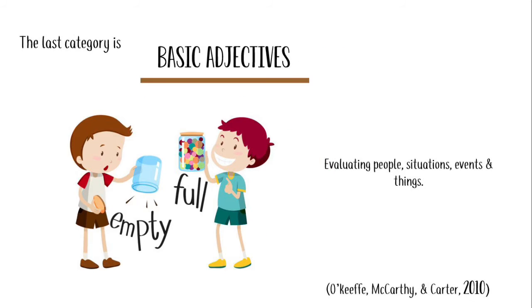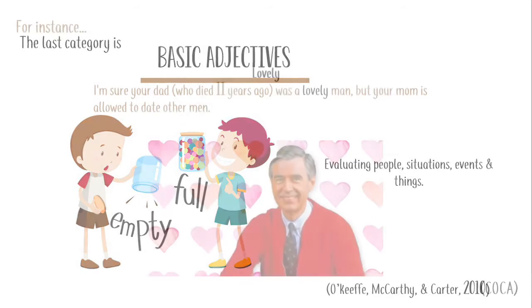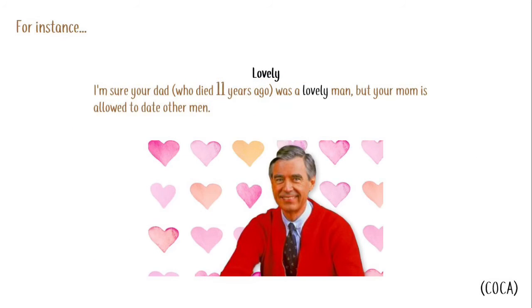The last category is basic adjectives. Basic adjectives appear in everyday communication, being negative or positive, evaluating people, situations, events, and things. For instance, the adjective lovely, which is used to evaluate a person, as in the next example: I'm sure your dad, who died 11 years ago, was a lovely man, but your mom is allowed to date other men.